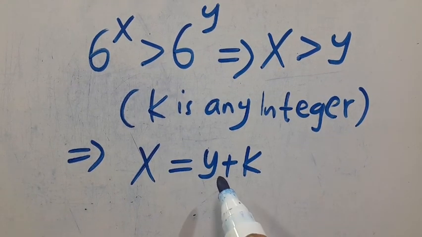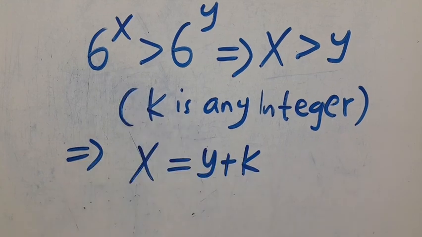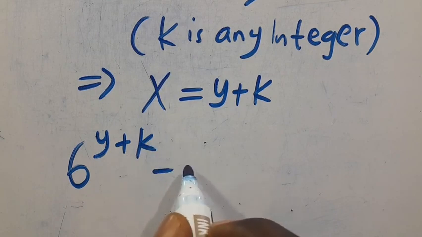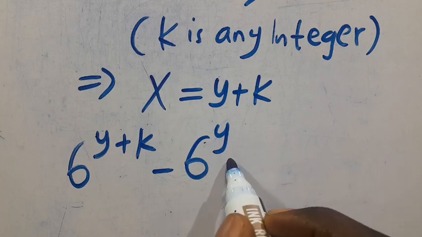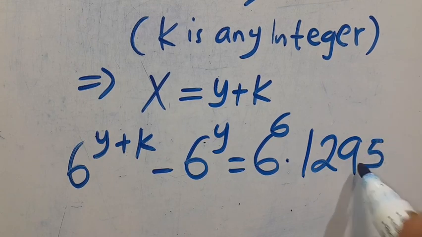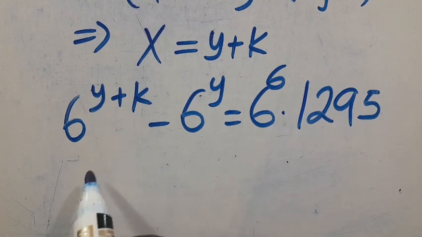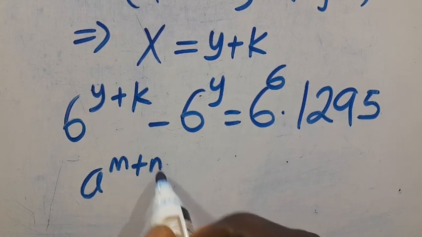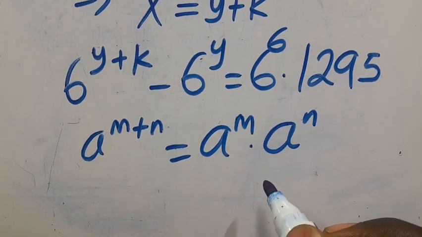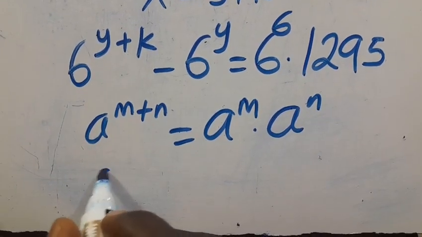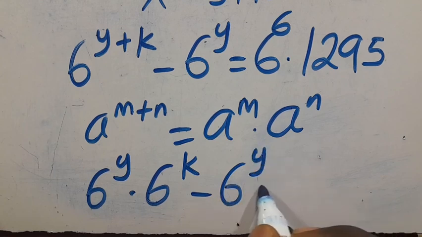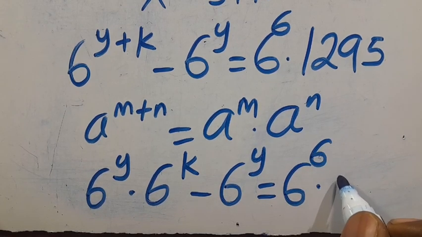Now we can replace our x here to be 6 to the power of y plus k minus 6 to the power of y equals 6 to the power of 6 multiplied by 1295. Remember, when you have a to the power of m plus n, it equals a to the power of m multiplied by a to the power of n. So likewise here will be 6 to the power of y multiplied by 6 to the power of k minus 6 to the power of y equals 6 to the power of 6 multiplied by 1295.